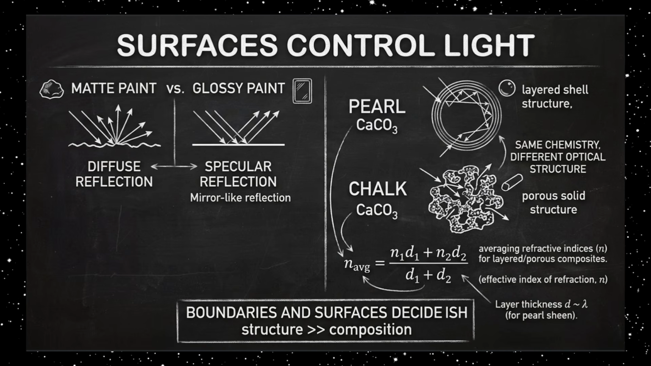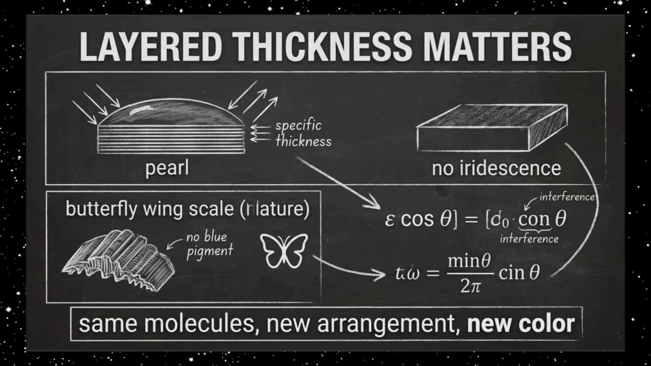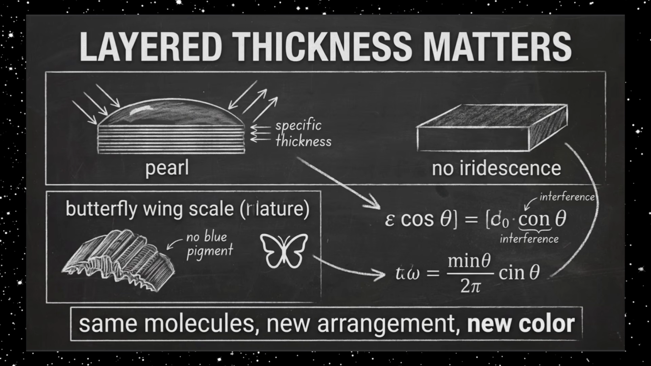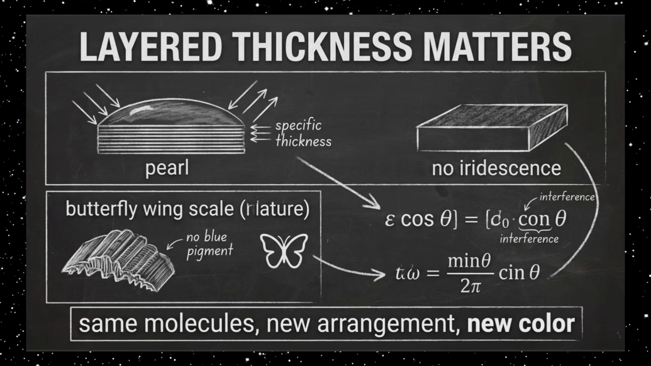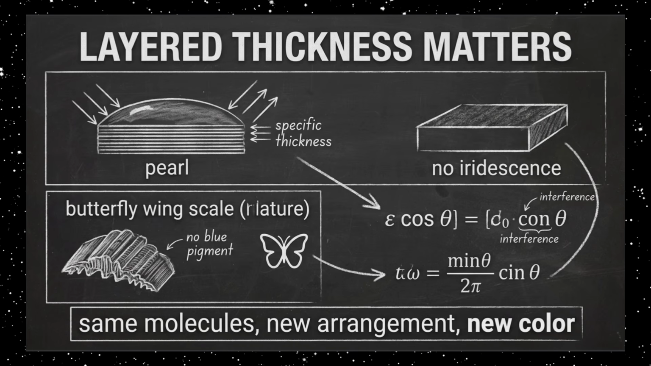A pearl is made of the same calcium carbonate as a piece of chalk. But a pearl has its layers stacked at very specific thicknesses, and so it shines with that iridescent glow. Chalk does not. Same molecules, different arrangement.